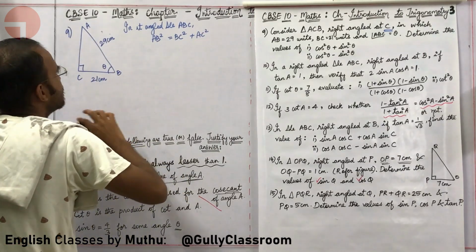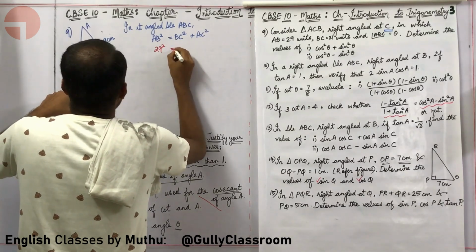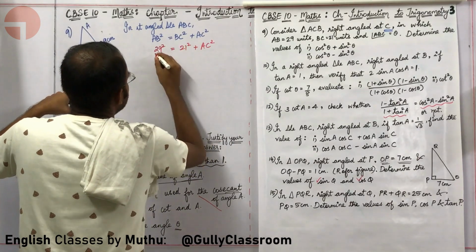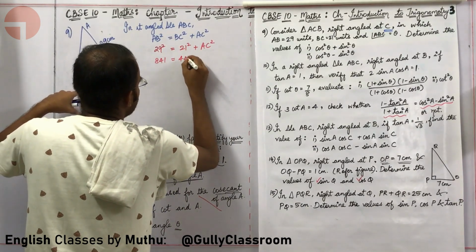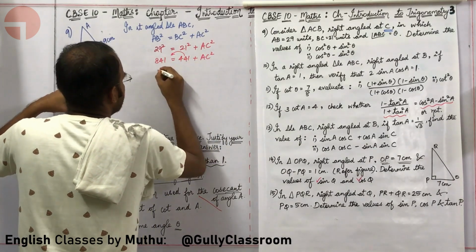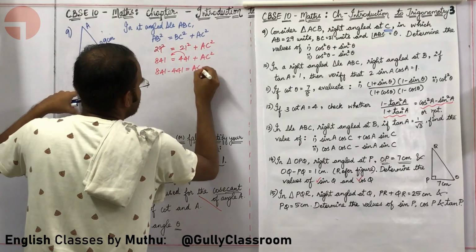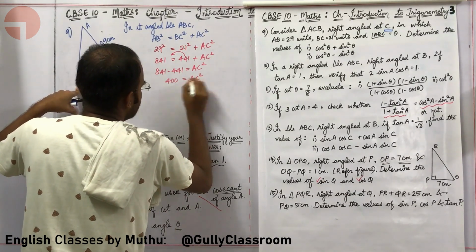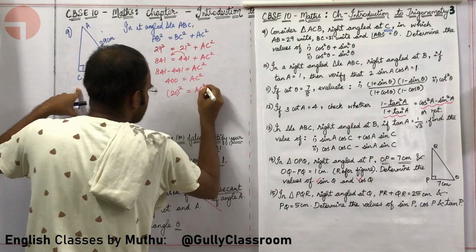Let us substitute all the values that we know. AB square is 29 square, which is 841, BC is 21 square, which is 441, plus AC square. Let us bring this over here. 841 minus 441 is equal to AC square. Here I can write it as 400 is equal to AC square. 400 can be written as 20 square equal to AC square.